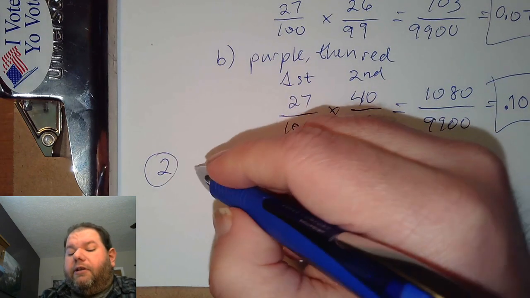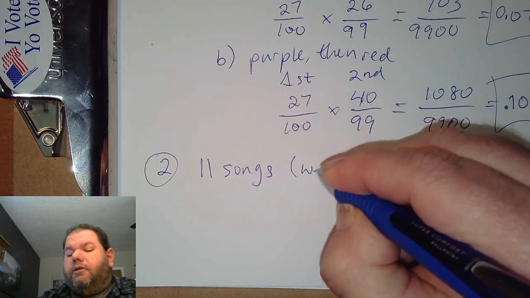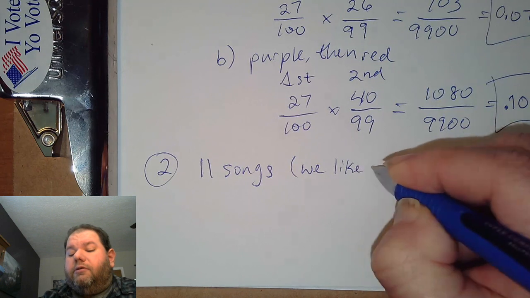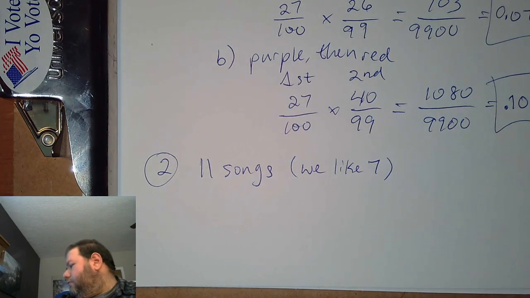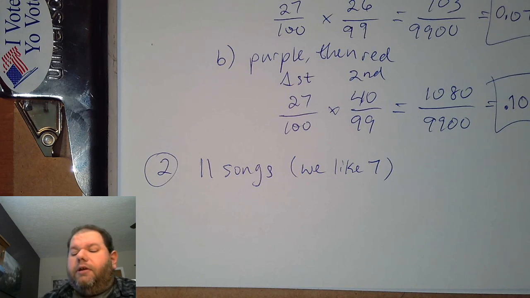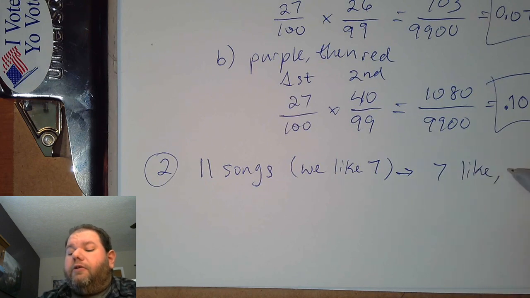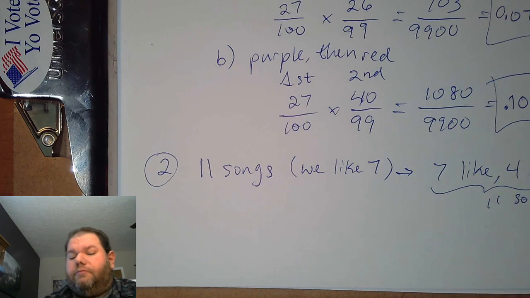So the album has 11 songs, of which we like 7. Now, what that means, if we want to break it down into the terms of problem 1, is that we have 7 that we like, there's 4 that we don't like or dislike, and then we have 11 songs total. Okay?